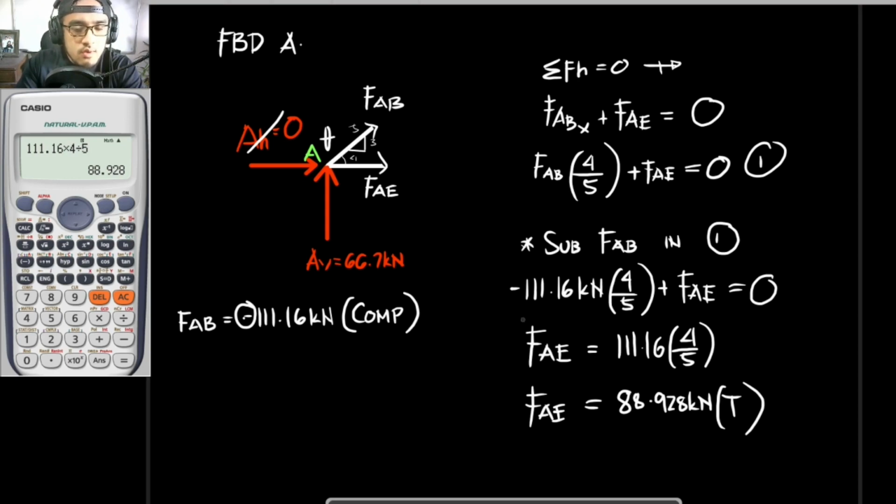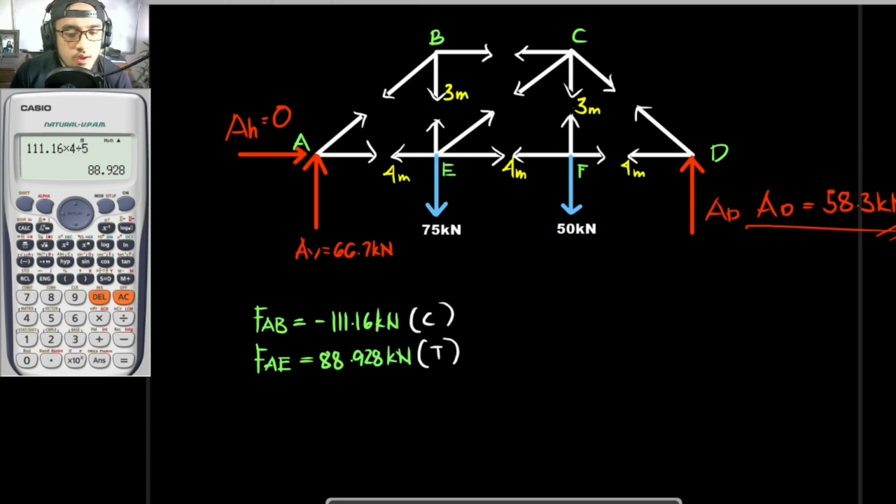Okay, so that would be the value for our FAE and FAB. I have already listed our answers here. For FAB, which is this force right here, that is 111.16 kilonewtons compression. And as for FAE, or this one right here, that is 88.928 kilonewtons.